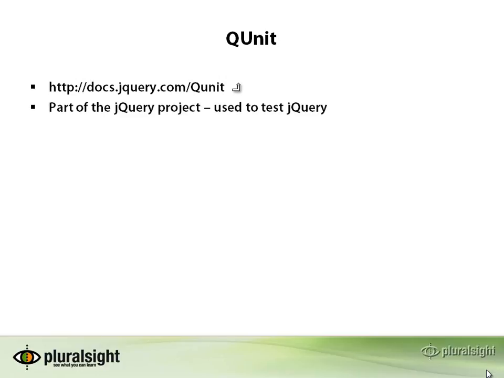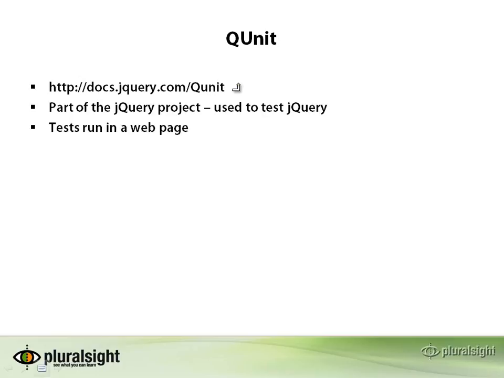QUnit is a unit testing tool for JavaScript. I'm guessing they called it QUnit because JUnit had already been taken. It's powerful and easy to use. The documentation is on docs.jquery.com/QUnit. It's there because QUnit is part of the jQuery project. In fact, it was created as a tool to test the jQuery library.